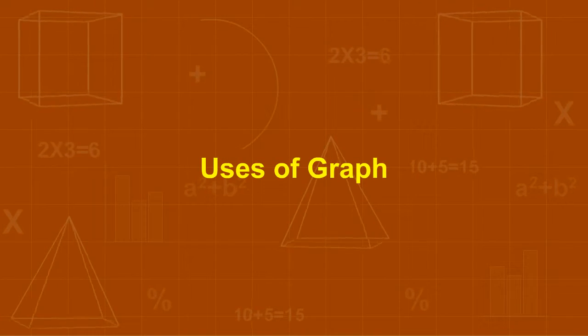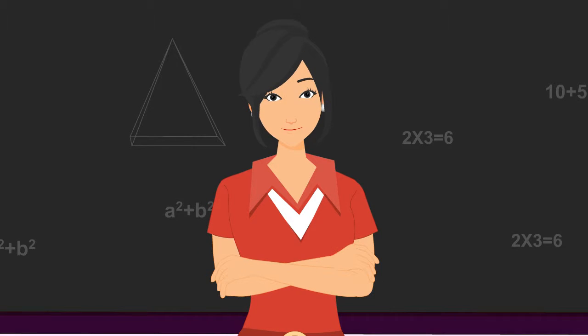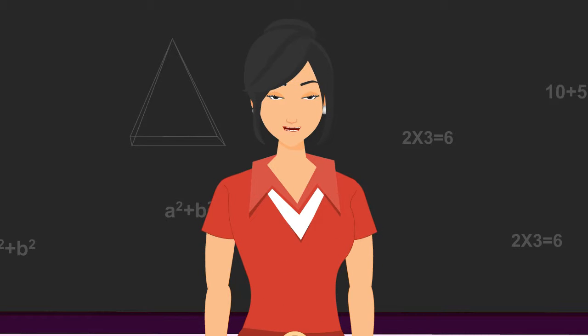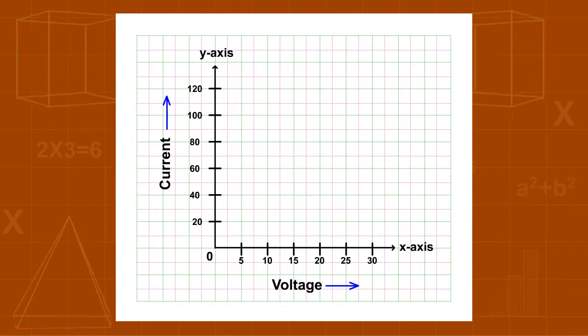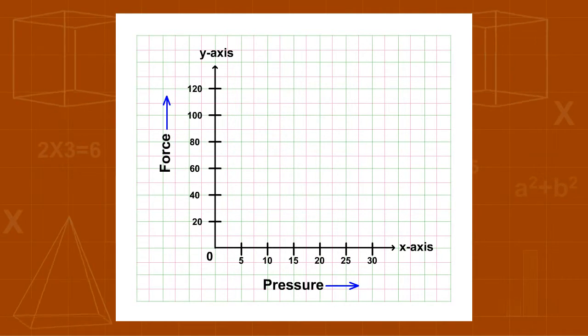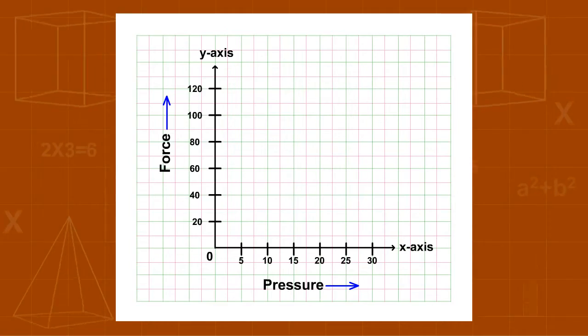Uses of graph. A graph is very useful in representing data. It can be used to represent the relationship between various data elements such as time and distance, voltage and current, pressure and force, and many other such relationships.